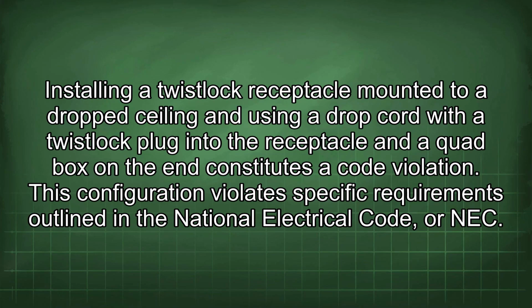Installing a Twistlock receptacle mounted to a drop ceiling and using a drop cord with a Twistlock plug into the receptacle and a quad box in the end constitutes a code violation. This configuration violates specific requirements outlined in the National Electrical Code, or NEC.